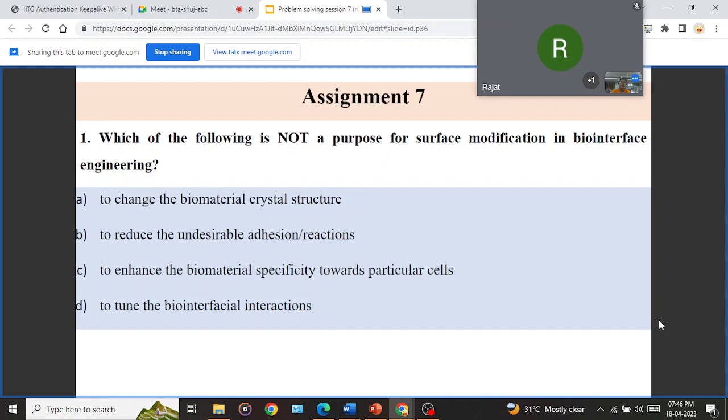So the first question you have is, which of the following is not a purpose for surface modification in case of biointerface engineering? So your options are here. A is to change the biomaterial crystal structure. B, to reduce the undesirable adhesion or reactions. C is to enhance the biomaterial specificity towards the particular cells. And D is to tune the biointerfacial interaction. So you have to select the one option which is not a purpose or not a role for surface modification in case of biointerface engineering.